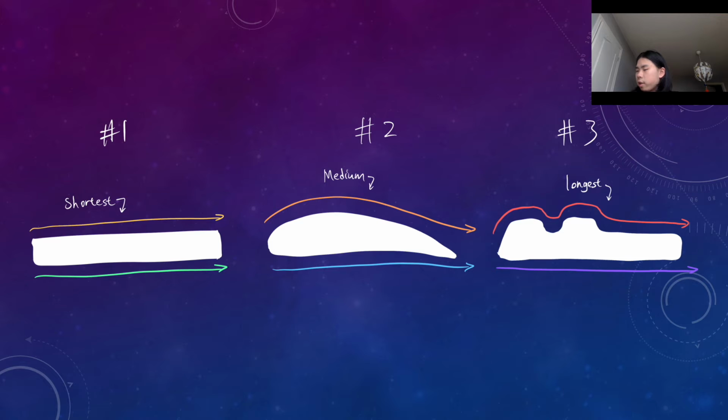So, my reasoning behind this setup is that if the generation of lift is determined by the difference in length between the top edge and the low edge, then wing number 3 should be able to generate the most lift. This is followed by wing number 2, and then in last place, wing number 1. Let's see the videos of these wings in action and find out what actually happens.